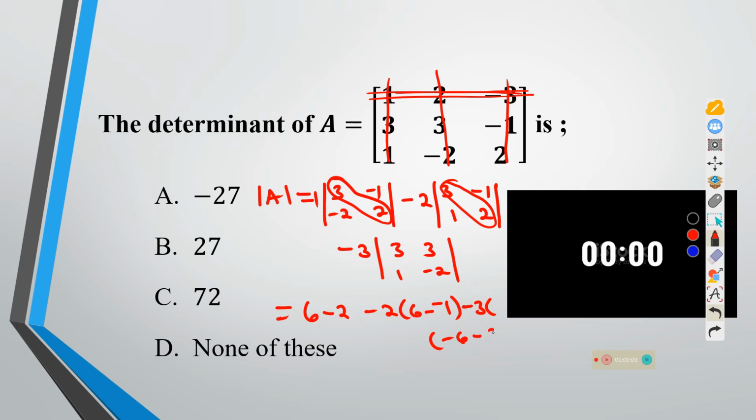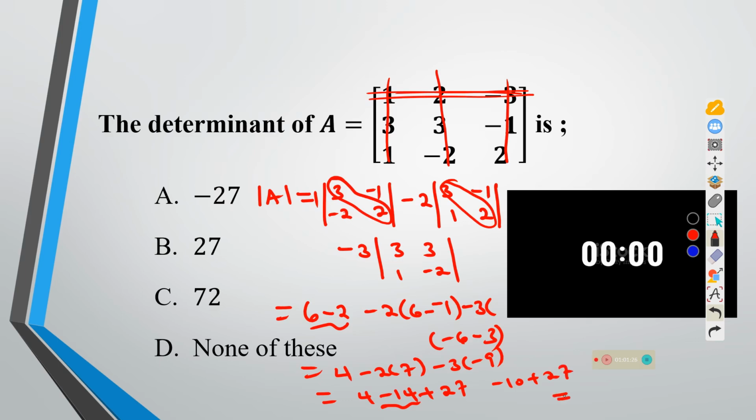-6 minus 3. So when we try that, this is 4 minus 2 into 7. This is -3 into -9. So this will give us 4 minus 14 plus 27. This is -10 plus 27, and this will give us 17. So it means it is none of these. So that will be D, because the answer is 17. It is none of what is given here. So that will be the required answer in that case.